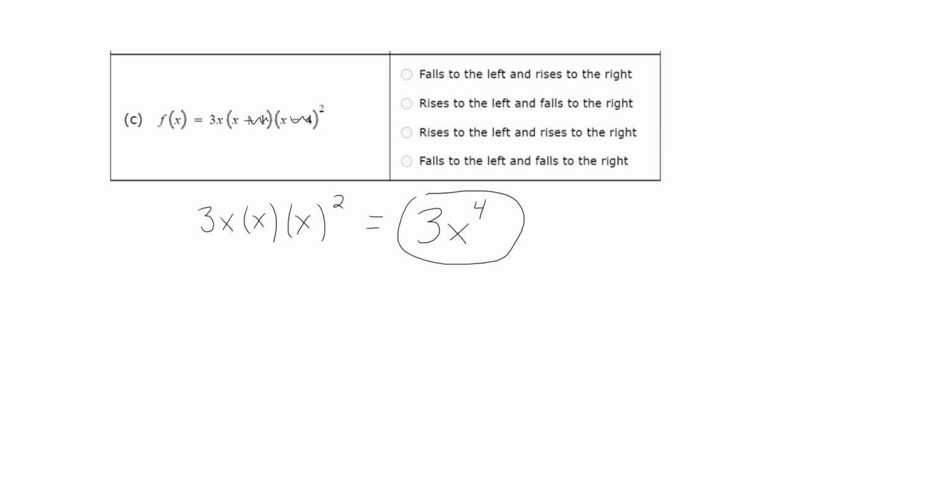If it's even, that means they both go the same way. And if it's positive, it's rising. So it rises to the left and rises to the right. So there's that one. That's as hard as you get. Just ignore the minus 4 and the plus 1. So it's 3x, x, and x squared, and that simplifies to 3x to the fourth. Okay. That concludes this lesson.